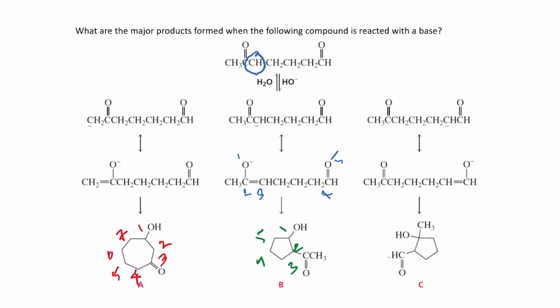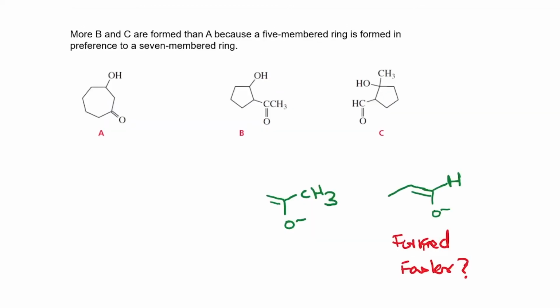And it gives you this product. I will let you work out the details of this mechanism by yourself. Now, to some comments on these products that are formed. Because A is a 7-membered ring, we can suggest that B and C would be formed in preference to A.